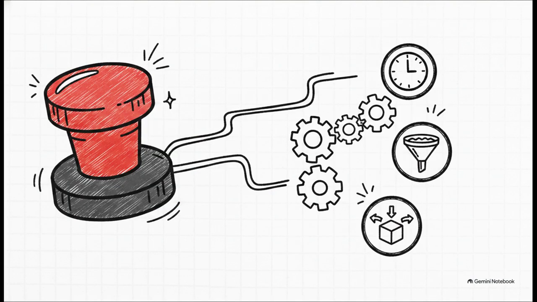Okay, so every factory needs a starting gun, right? In GitHub Actions, these are your on events. You can trigger an automated workflow the second a developer pushes code, or maybe when a pull request is opened. You can even run them on a schedule using standard cron syntax, like, say, running a nightly security scan.